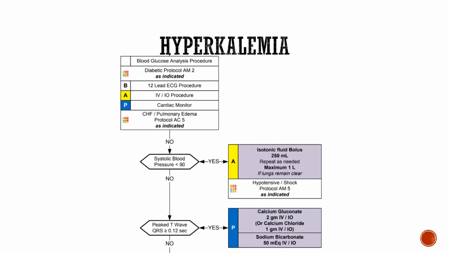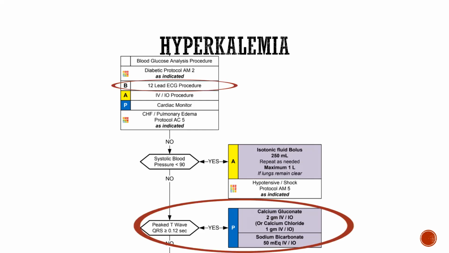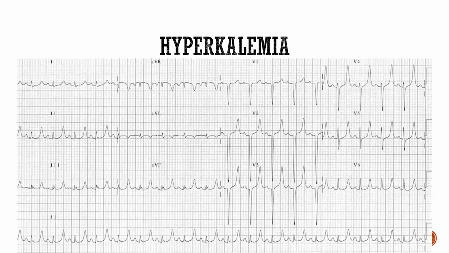As you look further down the renal failure and dialysis protocol, you'll notice that all of these patients should get a 12-lead EKG. And it's important to remember that we're not just getting EKGs to look for STEMIs, right? We're getting EKGs to look for arrhythmias as well. And remember, any of these renal disease patients who have signs of hyperkalemia on the EKG should get calcium and bicarb. So just a quick reminder of what those EKG changes are.